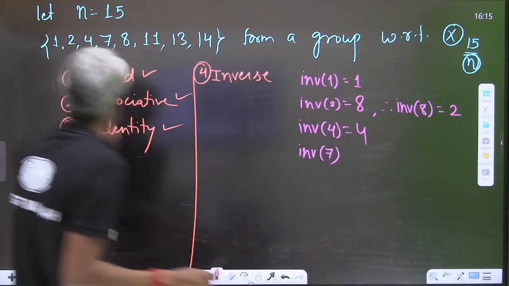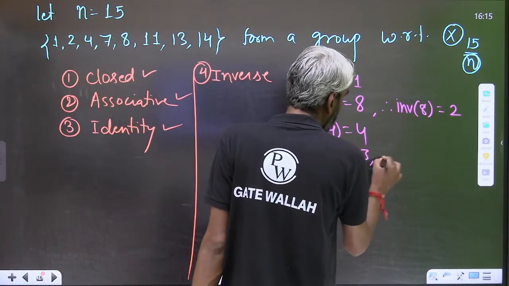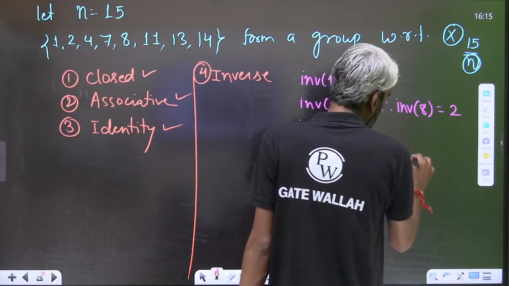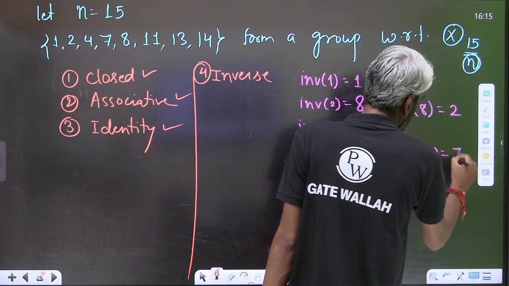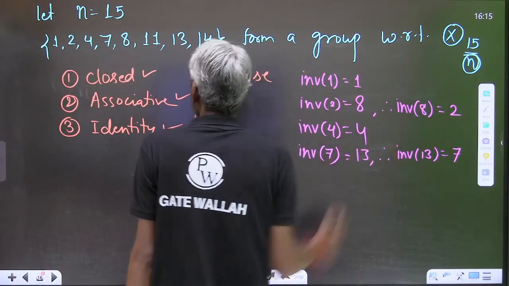Inverse of 7: 13 sevens are 91, divide by 15, the remainder will be 1. So inverse of 7 will be 13. Therefore, inverse of 13 will be 7. Yes, sir. Now what's 11? Inverse of 8 we have already covered.